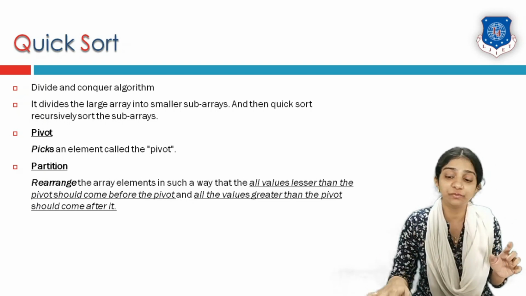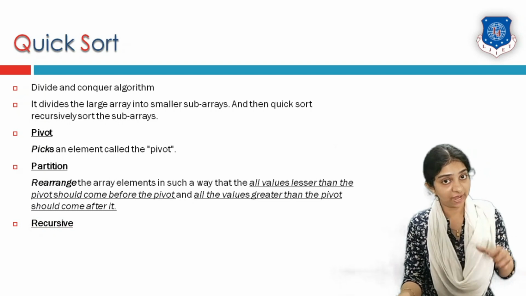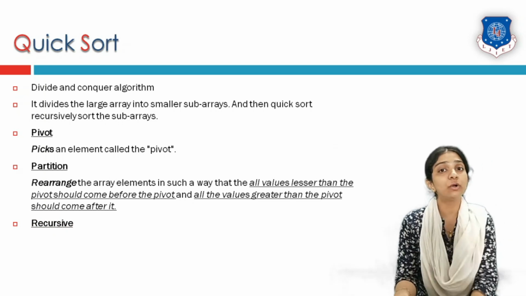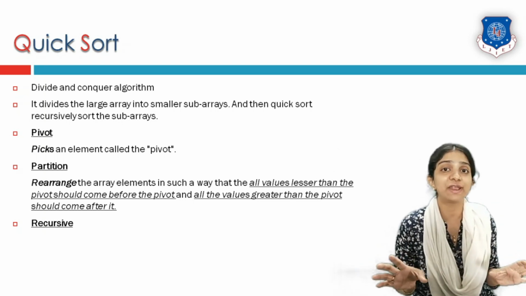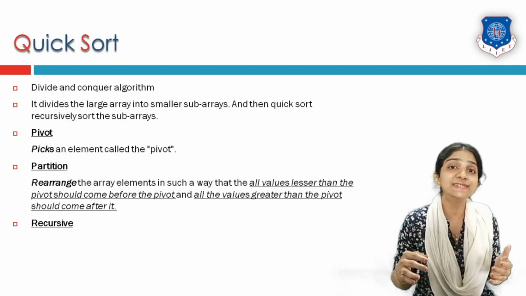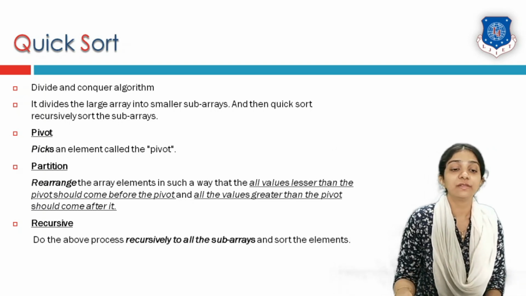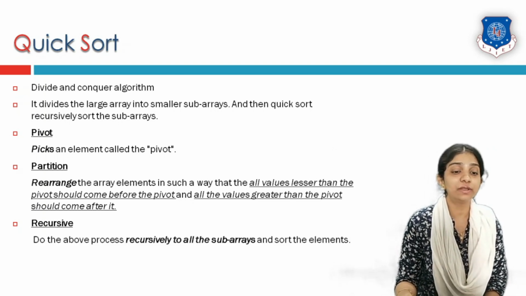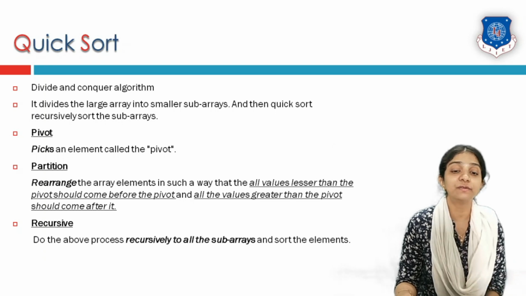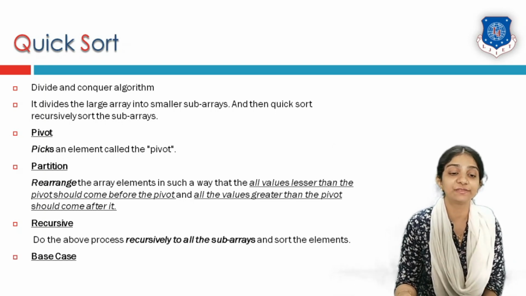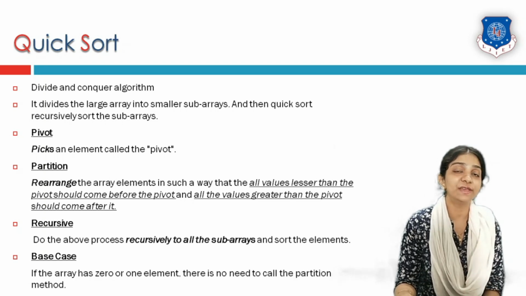So two partitions will be created, and we will make a recursive call of quicksort on the left partition and the right partition until each partition is solved. So this recursive algorithm does the recursive processing of quicksort over the subarrays. Now, what is the base case?